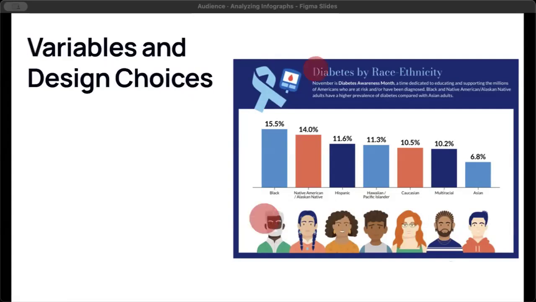The variables here are race and ethnicity, which is nominal, and diabetes prevalence percentage, which is continuous. There are no traditional x and y axes in this graph. Instead, each group has a bar representing its diabetes prevalence percentage. The author uses color inconsistently, which doesn't add meaningful information and may even confuse viewers. Additionally, the stylized illustrations of people below serve no purpose related to the data and create unnecessary visual noise.